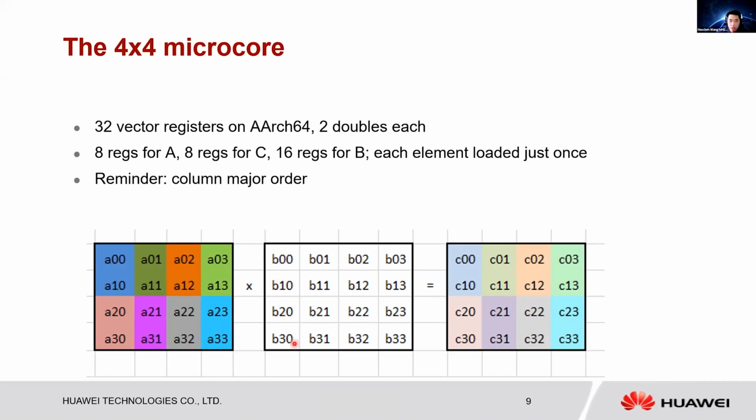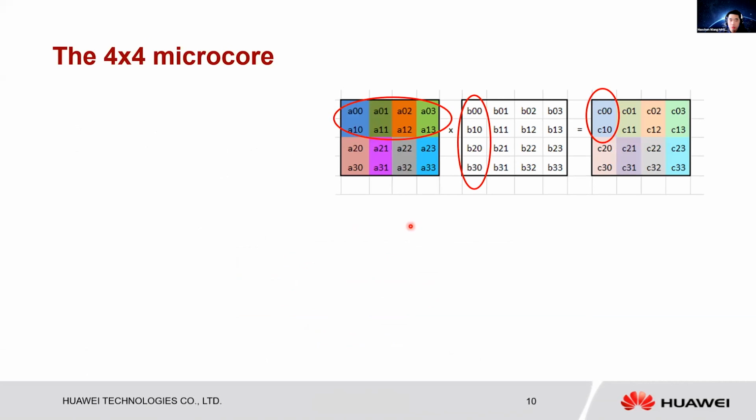And for the matrix B, we need 16 registers, where in each register, we duplicate one of the elements into both lanes. The reason we do that is because when we're taking the inner product, in this example, we just focus on one of them. C00, C10 is the inner product between this row from A and this column of B. When we're taking the inner product, we need to multiply both lanes of A by the same constant in B.